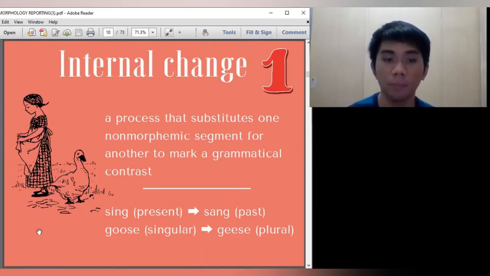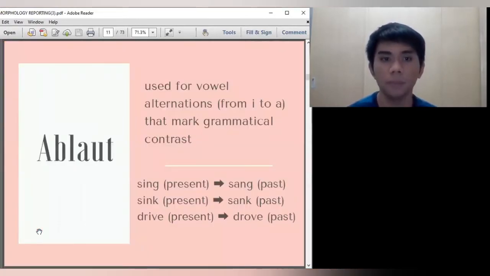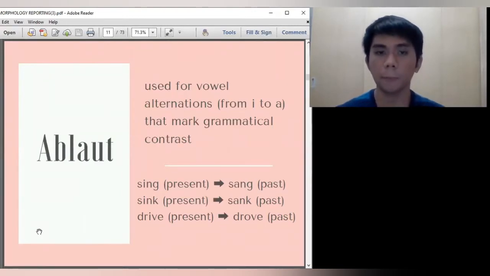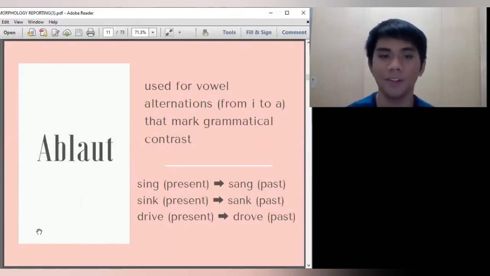And as we can see, in the example, we have sing to sung. So the internal change is from vowel E to A. And it also marks a grammatical contrast from being singular to plural, like in the example, goose to geese. So we have the internal change double O and the double E. But we can further categorize these internal changes into two. First is the ablaut. This one is more unconditioned, and we can see that it has an alternation from E to A, and the grammatical contrast that it marks is from present to past, as in the following examples: sing to sung, sink to sunk, drive to drove.